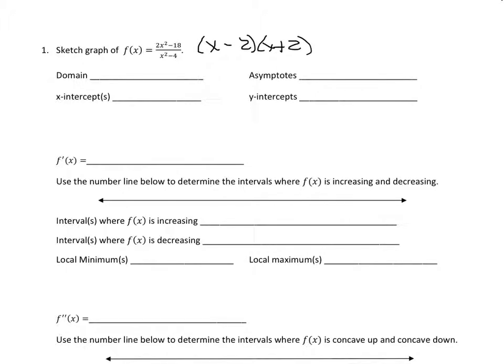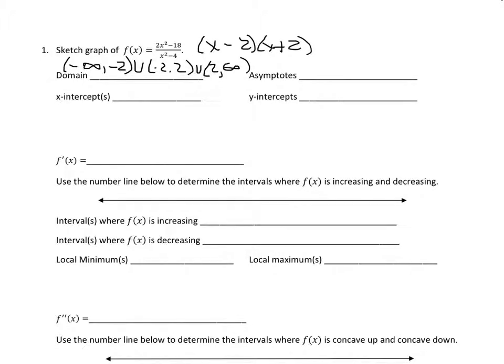So let's see, it's not going to fit well on that space. So I'm going to start back here a little bit. And then it'll go from negative infinity to negative 2, from negative 2 to 2, and from 2 to infinity. So that'll be our domain.